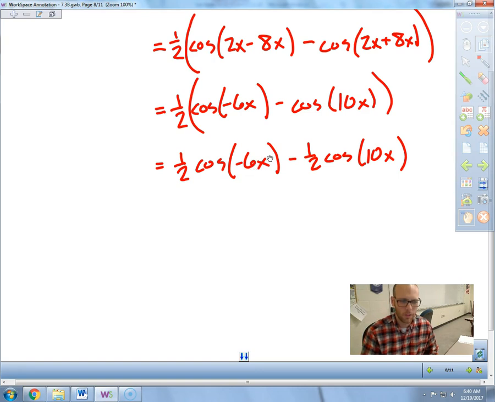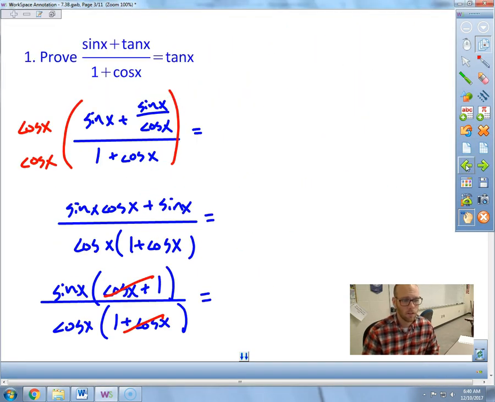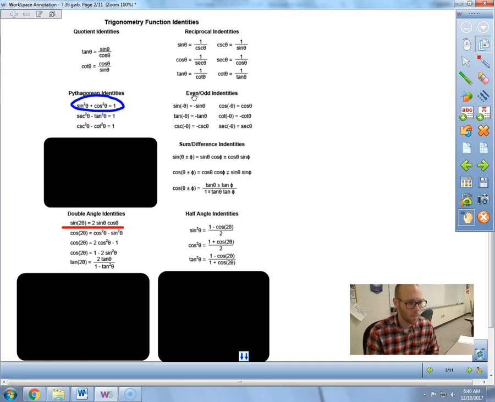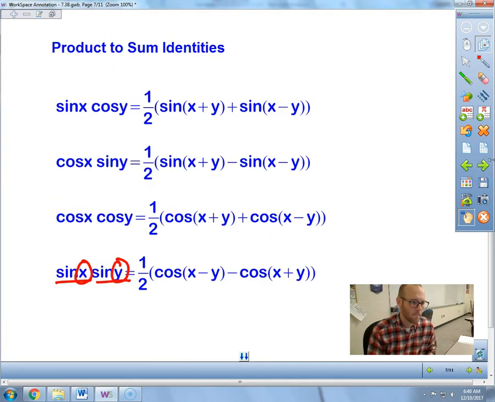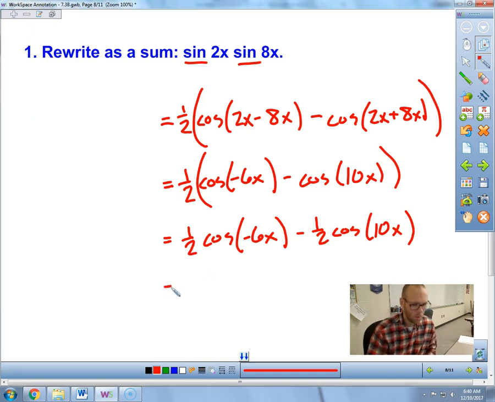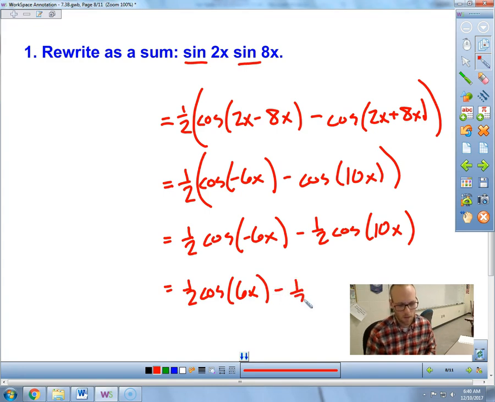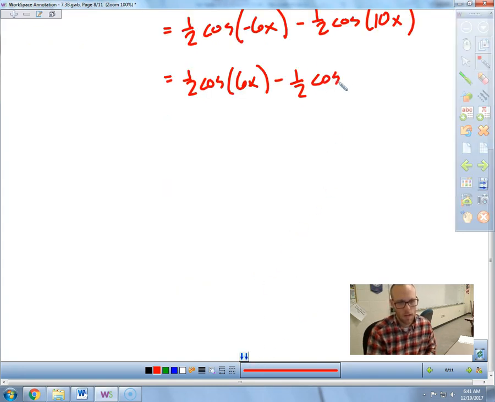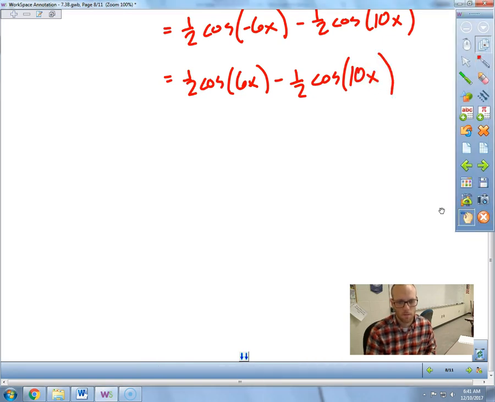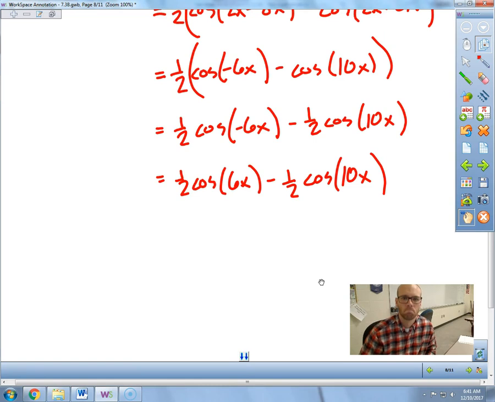What do we know about the cosine of negative 6x? What do we know about cosine? Is cosine even? Is it odd? Well, if you need to look back at a sheet, even odd identities, the cosine of negative theta equals the cosine of theta. If I take the cosine of one angle versus the cosine of the opposite of it, those are the same. So I might as well just clean this up a little bit more by saying this is 1/2 times the cosine of 6x minus 1/2 times the cosine of 10x. Not too bad, huh?